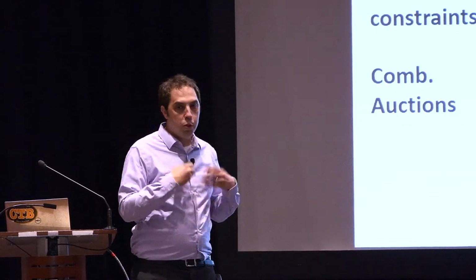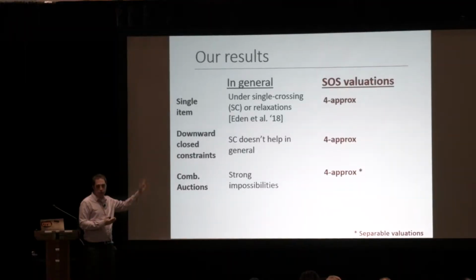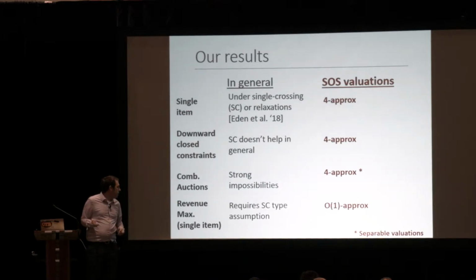And we get a 4 approximation for the entire domain, for all the cases. Well, in the last case, we also need some separability condition on the valuation that I'll describe in a couple of slides. So these are results for welfare, but we also have a result for revenue maximization for a single item. Well, all previous results needed a single crossing type assumption. And we get a constant approximation without single crossing.